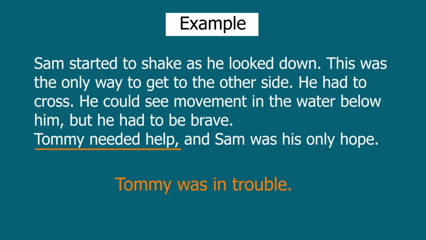For one, we can say that Tommy was in trouble. Maybe he was hurt. So Sam had to cross the bridge so that he could get help for Tommy. In that passage, we use the words and the sentences to help us draw the inference of what might have been going on.